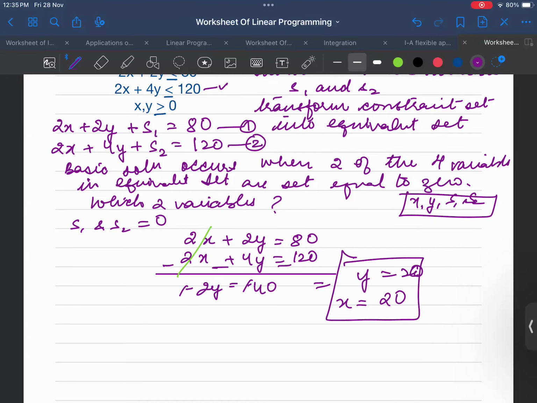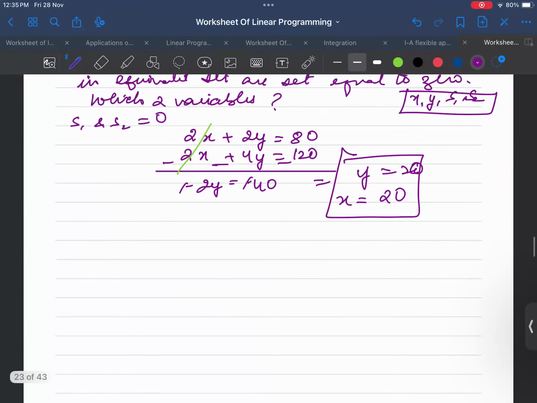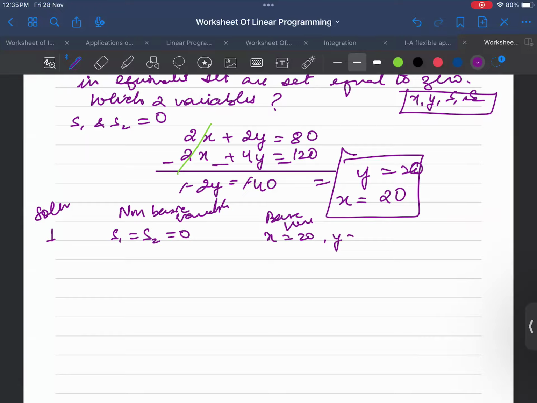But we can get a number of solutions. The first solution is when we keep s1 and s2 equal to 0. I'm writing the non-basic variables here because they are the variables to which we have given the value 0, and here we will get the basic variables. What basic variables did we get? X equals 20 and Y equals 20.